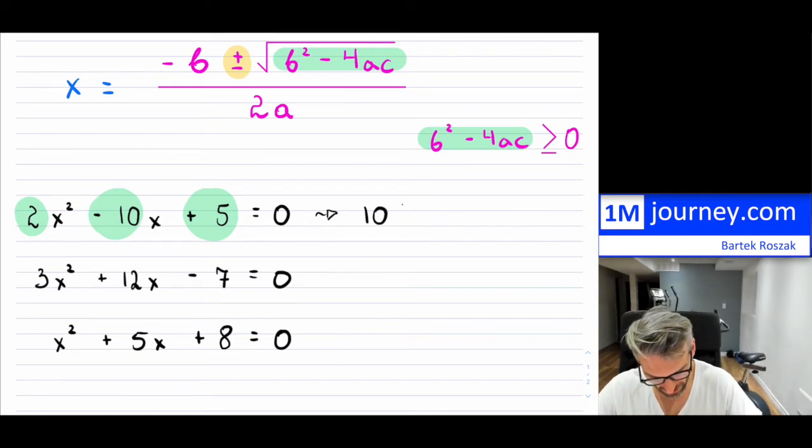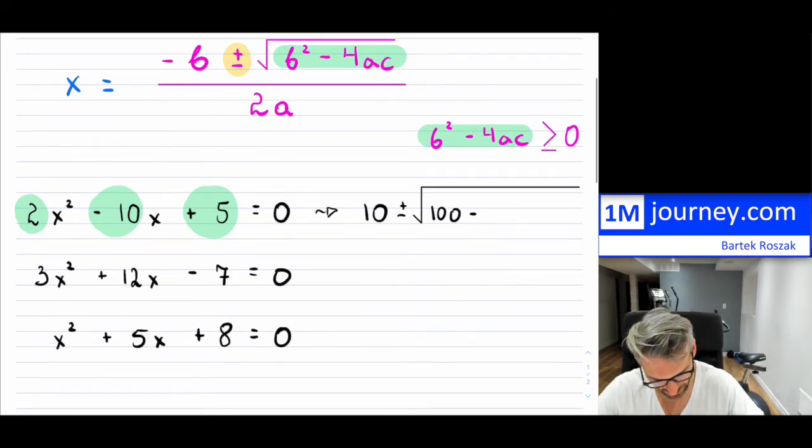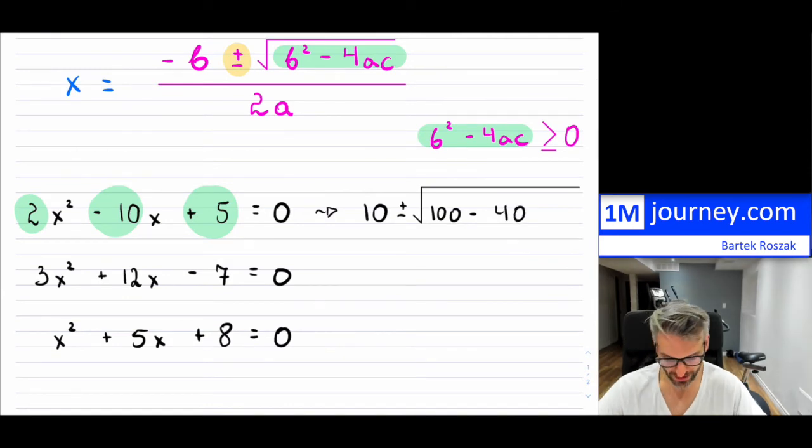Then it's going to be plus minus, all right? And then we have this radical right here, so that we're going to try to put in here. I'm going to extend it all the way out. So b squared, so negative 10 squared is 100, so I'm going to keep this as 100, minus, and then now I have 4 times a, so that's going to be 8, and then 8 times 5 is 40, so this is going to be 40 right there.